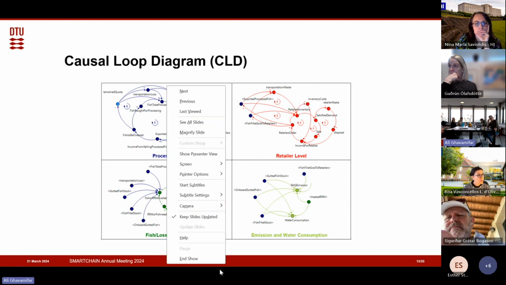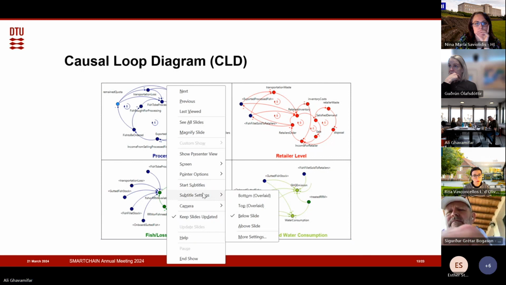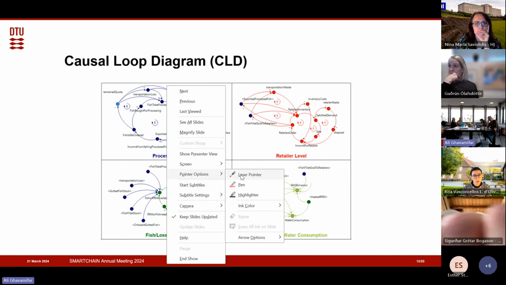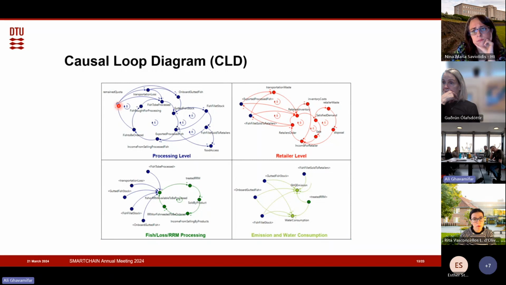I don't know, I can add my Zoom or yeah, here. Yes.